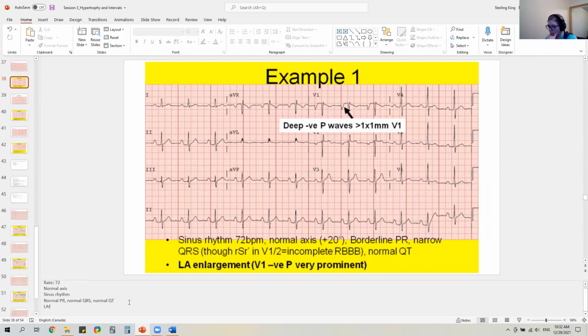Okay, so rate. Yeah, sinus rhythm, 72 beats per minute, normal axis, borderline PR, but yeah, it's normal, but it's definitely kind of long. Good QRS, and it looks like they're saying there's a little bit of an R wave here, so it goes R, S, R. So incomplete right bundle branch block. Fair enough, but the QRS isn't wide, so it's not like an actual full bundle branch block. Normal QT, check. And left atrial enlargement, and we can see that nice negative P wave in lead V1.